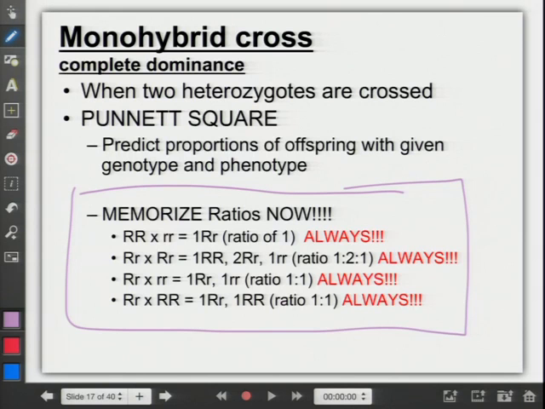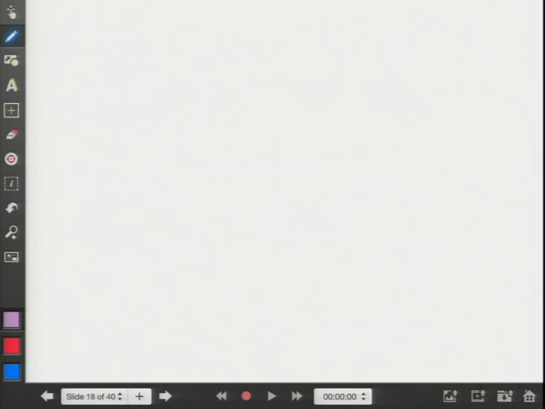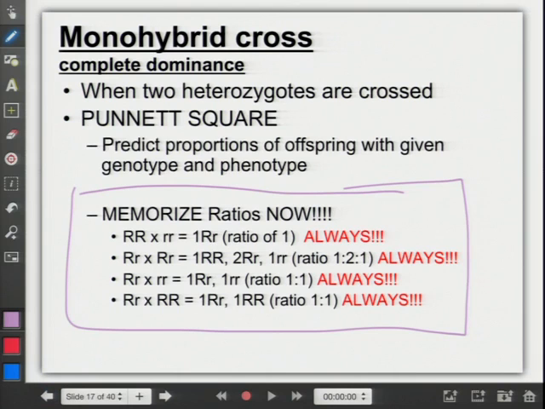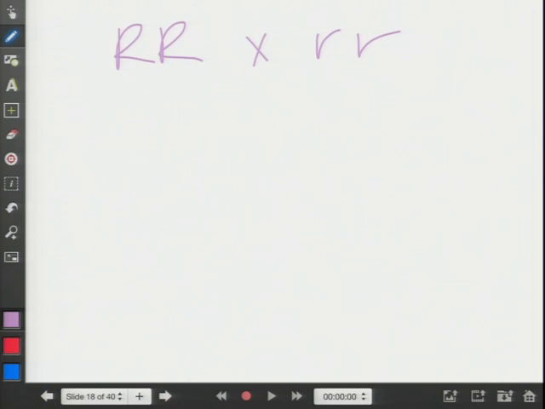And I suggest you write these out as a Punnett square to help you. We're going to do this one right now, and we're going to screenshot and upload. Okay, so we're going to do that cross. You're going to do a Punnett square for me. You're going to give me the phenotypic ratio and the genotypic ratio, and then you're going to screenshot and upload.